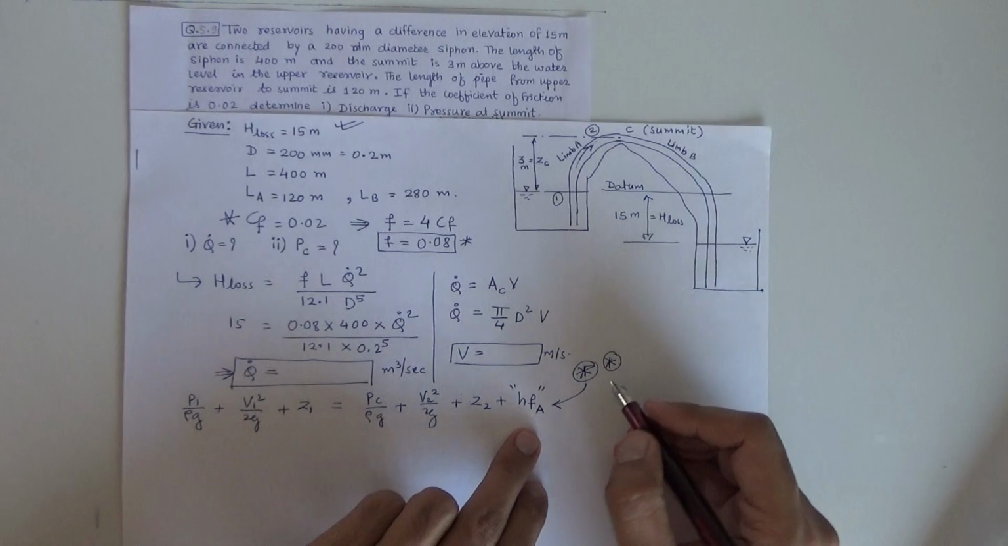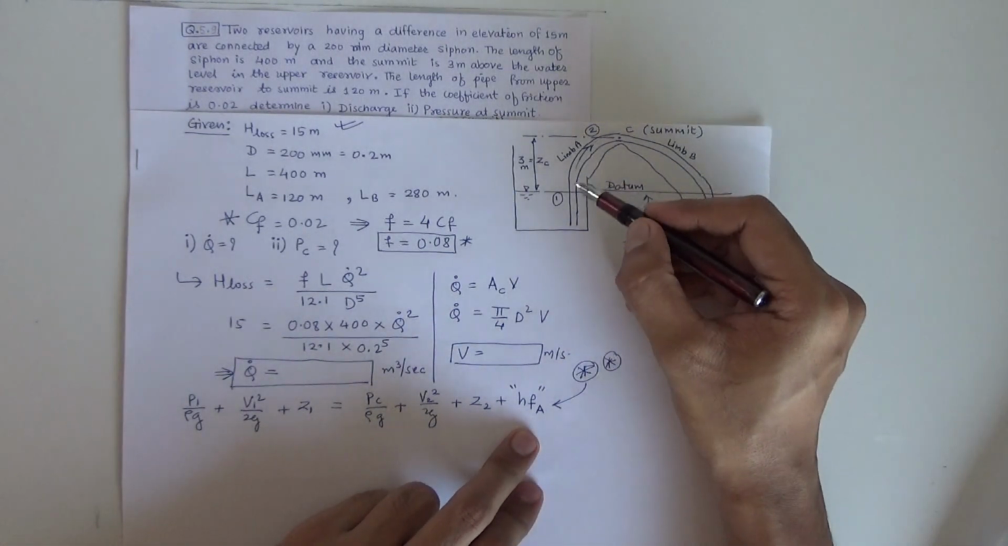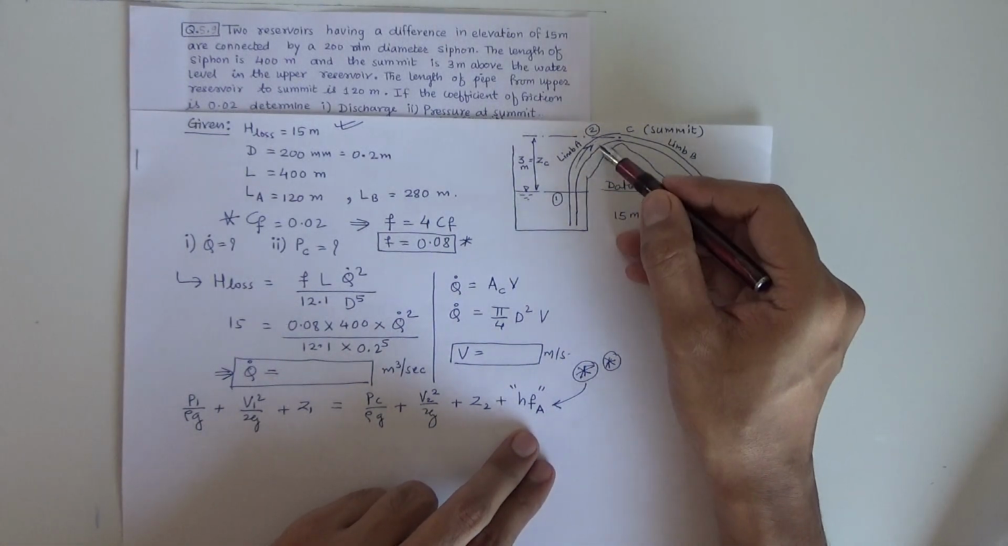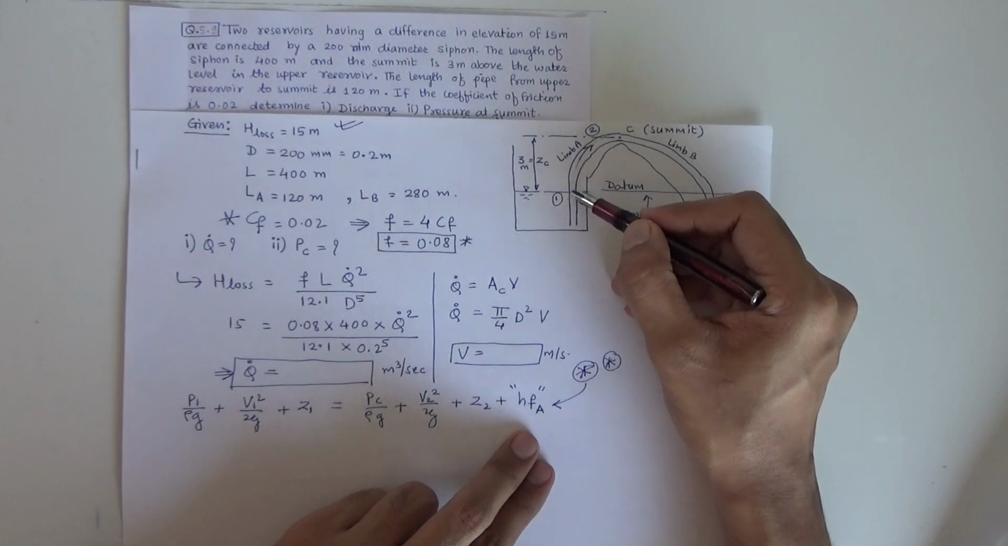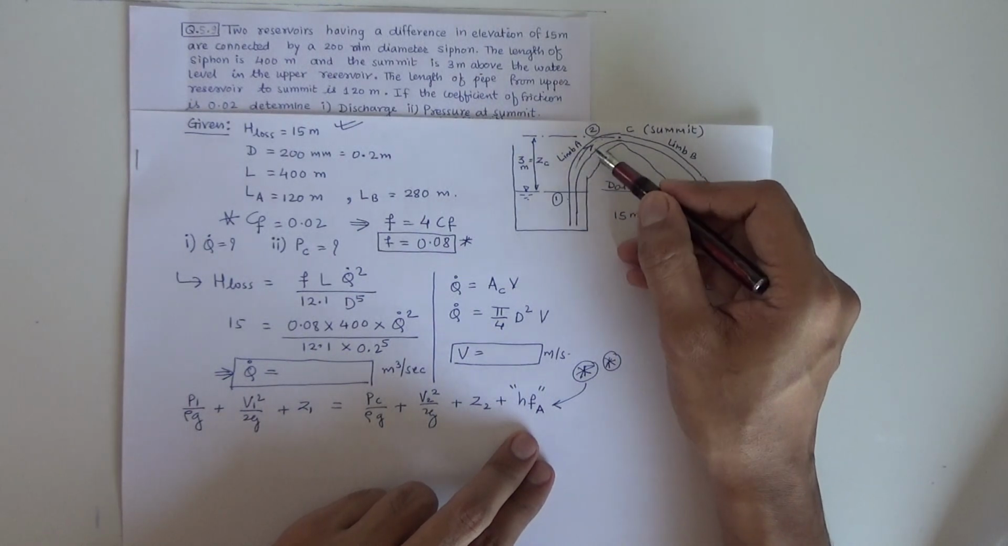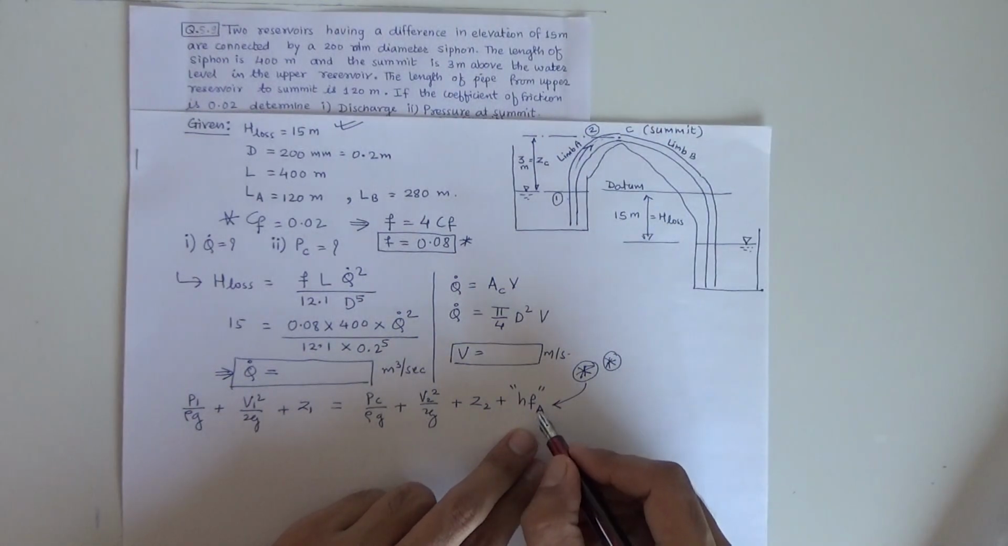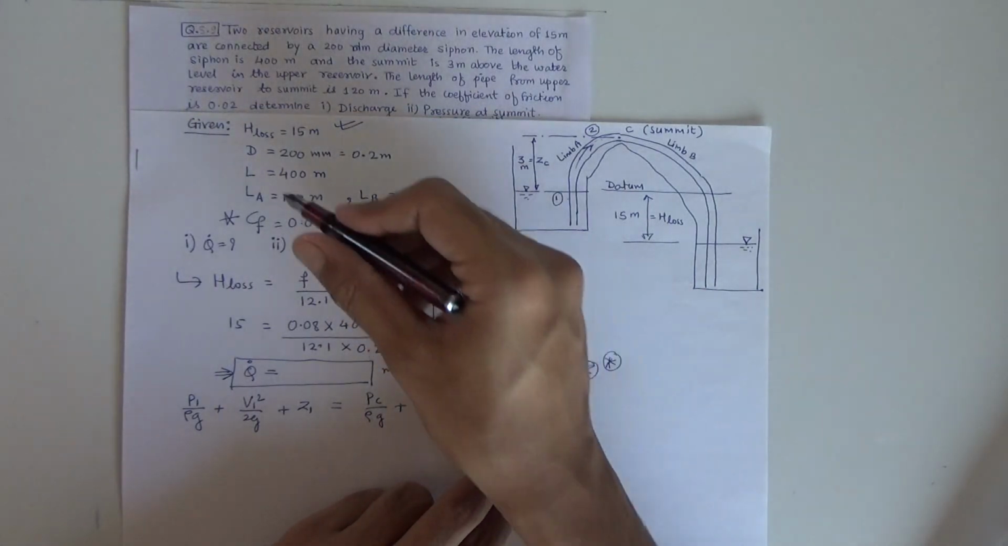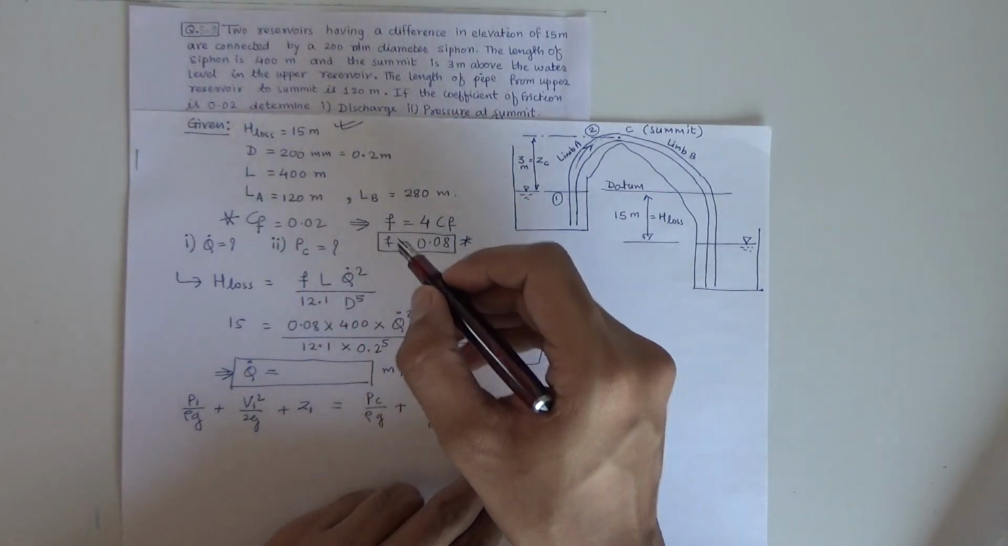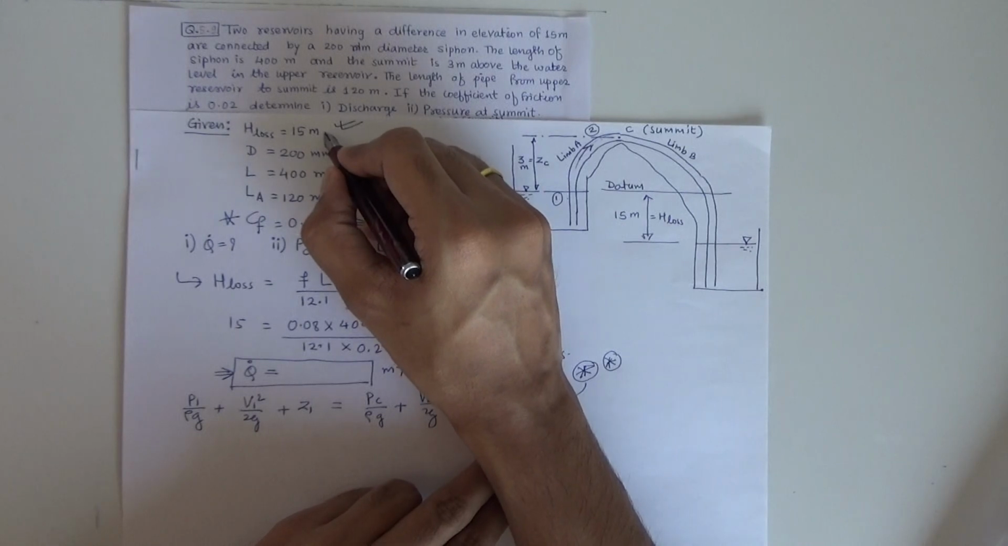HF loss has to be taken in limb A only, because if you observe, we are taking section 1 to 2 in limb A only. So friction loss has to be counted only from limb A. So HFA has to be obtained here. We cannot use the total H loss. Total H loss is 15 meter. We cannot use this value.